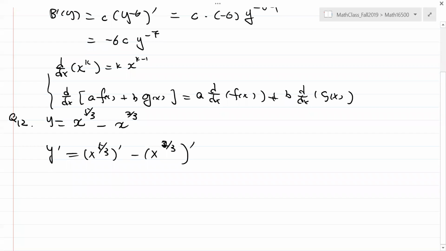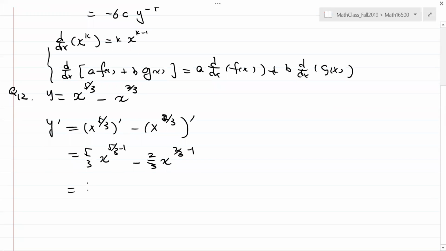k here is going to be a fraction. So it's 5 over 3 x to the 5 over 3 minus 1. Okay. Then you simplify a little bit. Then you simplify. That's 2 over 3 here, and x to the 1/3.